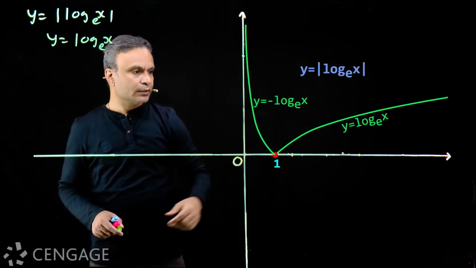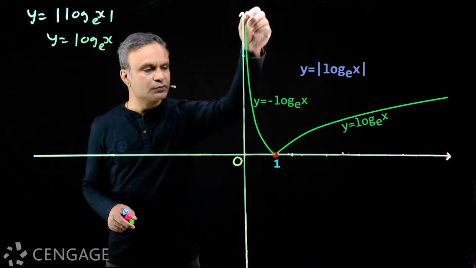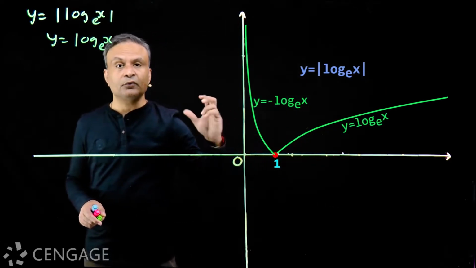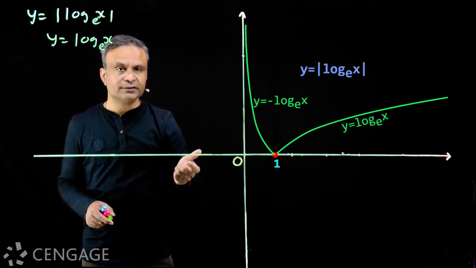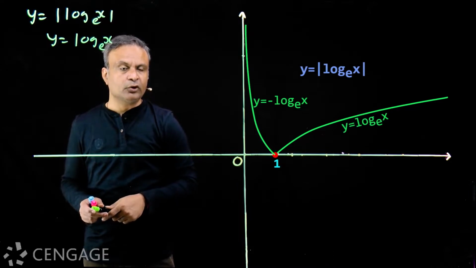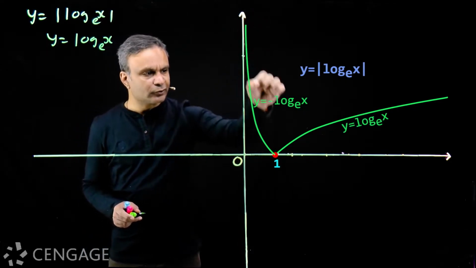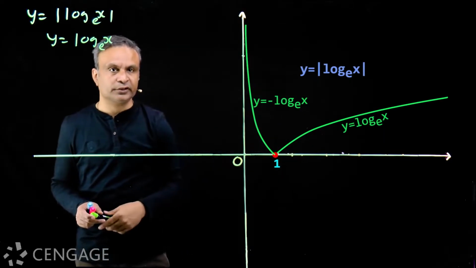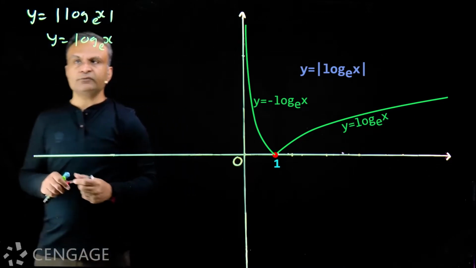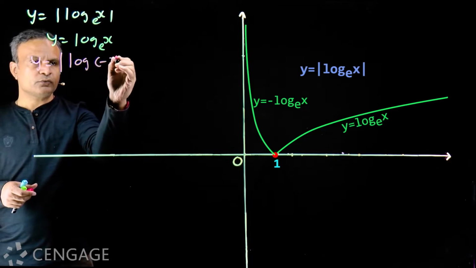Okay, this part of the graph represents y is equal to log x, and this part of the graph represents y is equal to minus log x, because when log x is negative, modulus of log x will be minus log x. So this part of the graph represents y is equal to minus log x. Then what will be the graph of this function, y is equal to modulus of log of minus x?